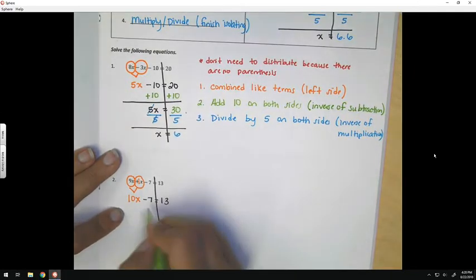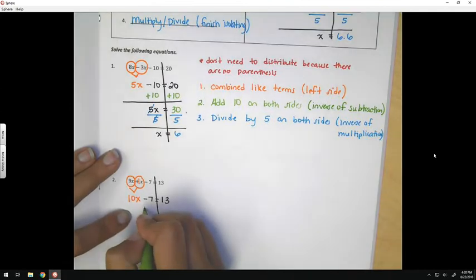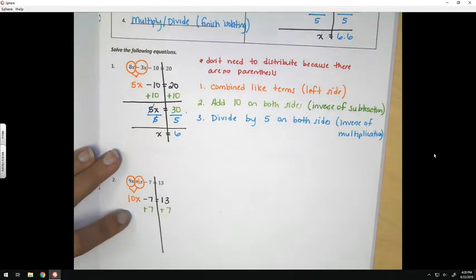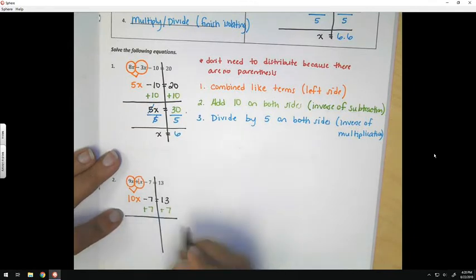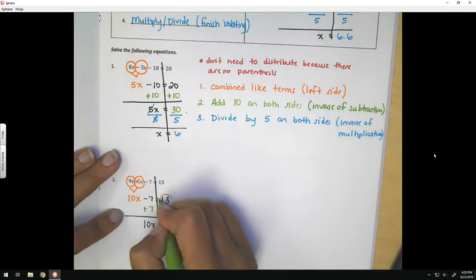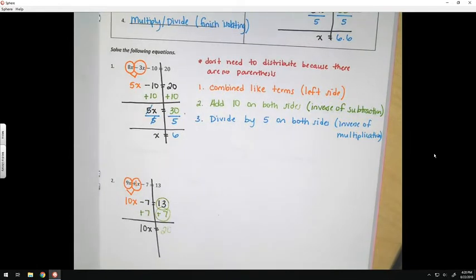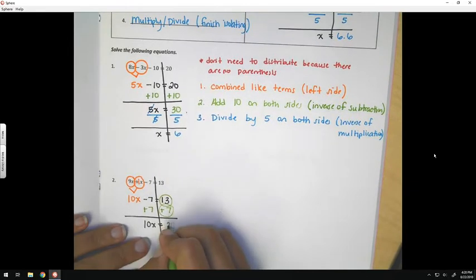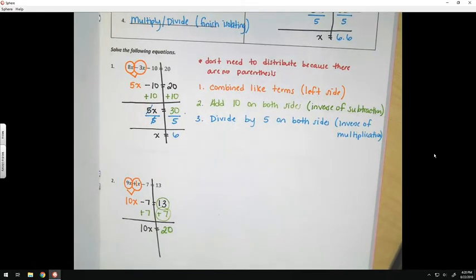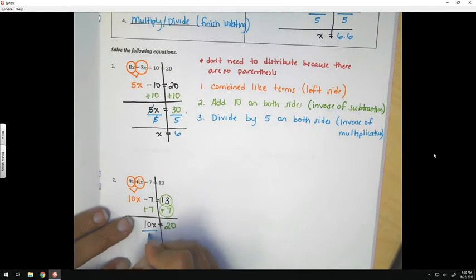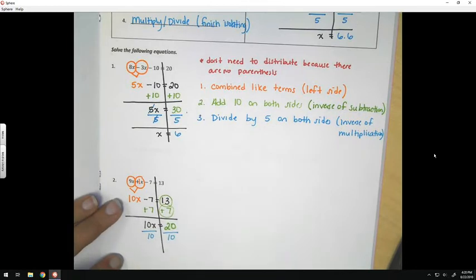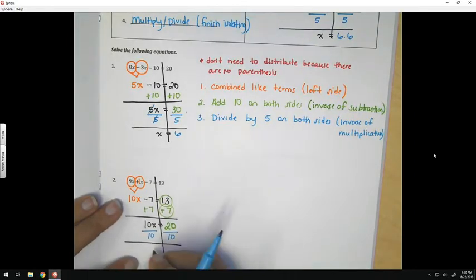Then, in order to undo subtracting 7, I would add 7 on both sides because adding is the inverse of subtracting. And I would get 10x equals 13 plus 7, which makes 20. Finally, I would divide by 10 on both sides because division is the inverse of multiplication, and I would get x equals 20 divided by 10, which is 2.